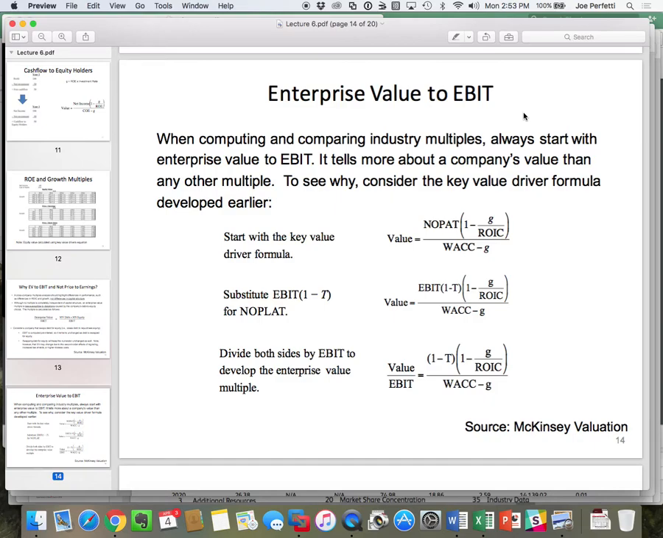One-time gains and losses, accounting tricks, and gimmicks. They will distort PE much more than they'll distort EBIT. So when a company has extraordinary gains and losses, when they have a bunch of non-operating gains and losses, when they have accounting adjustments, it will distort the PE ratio.